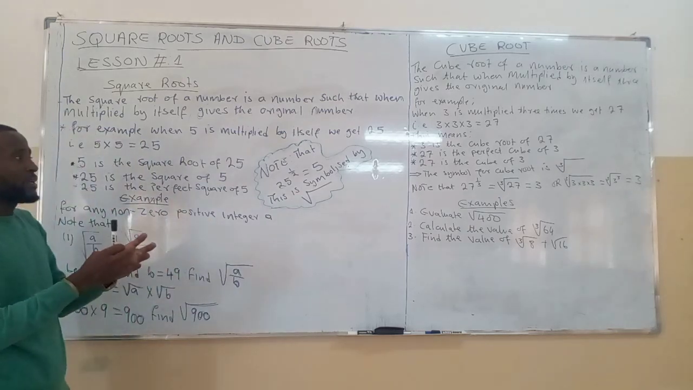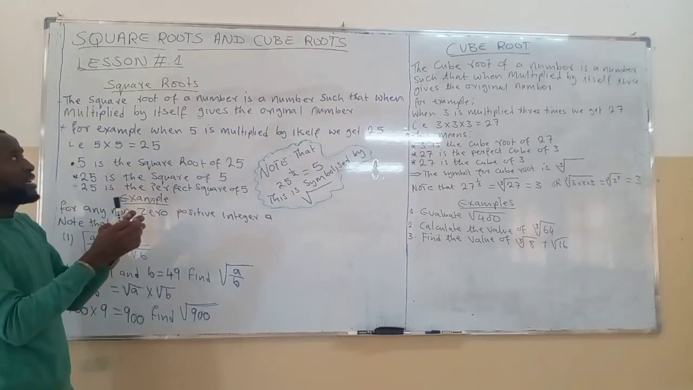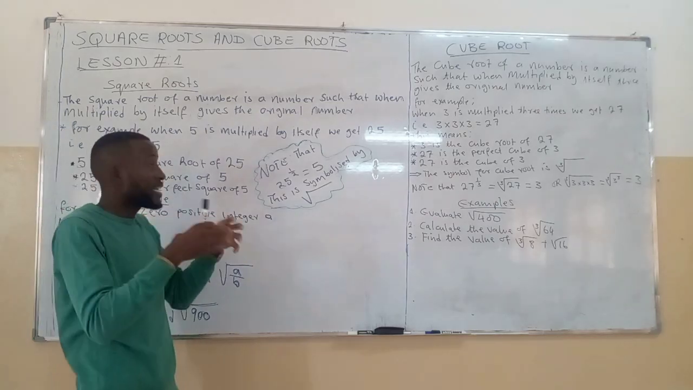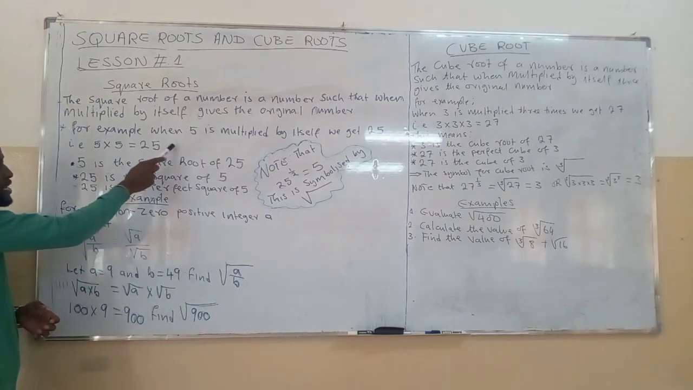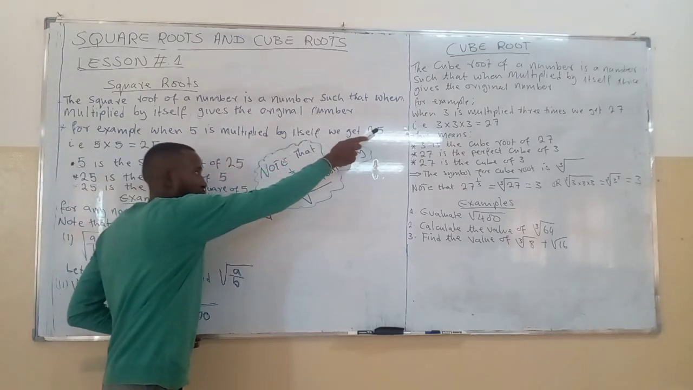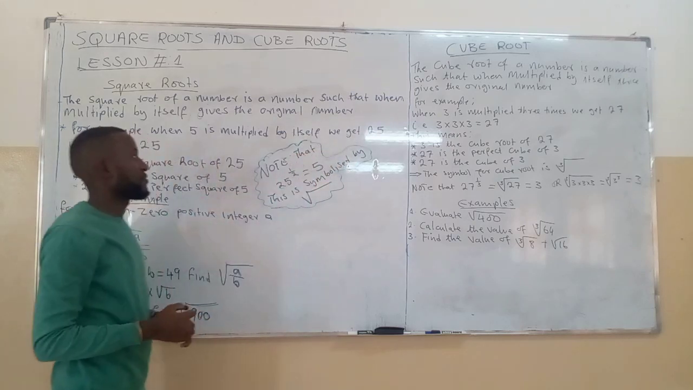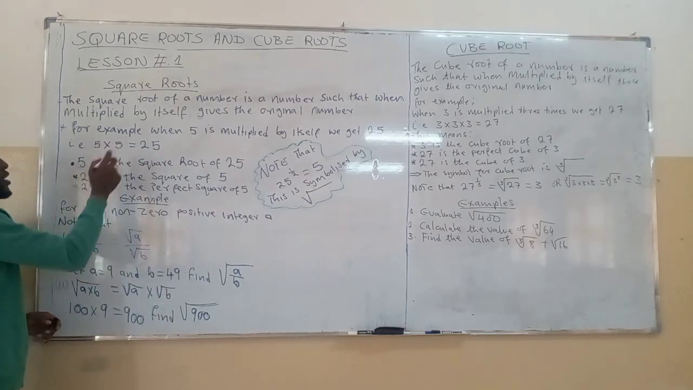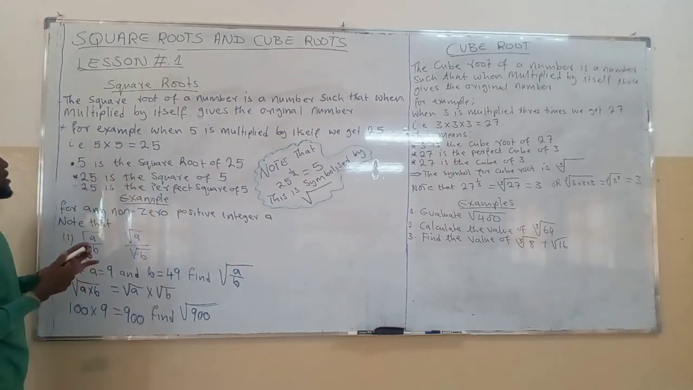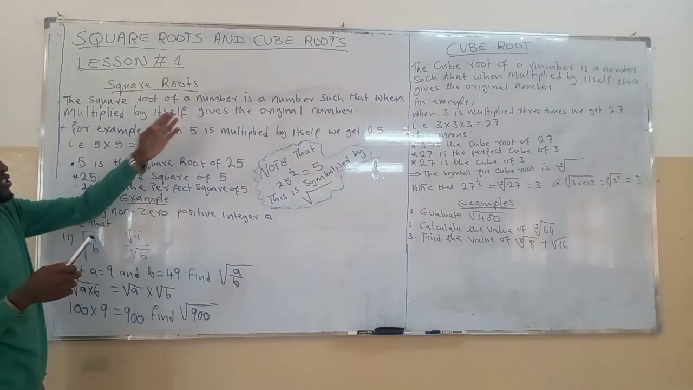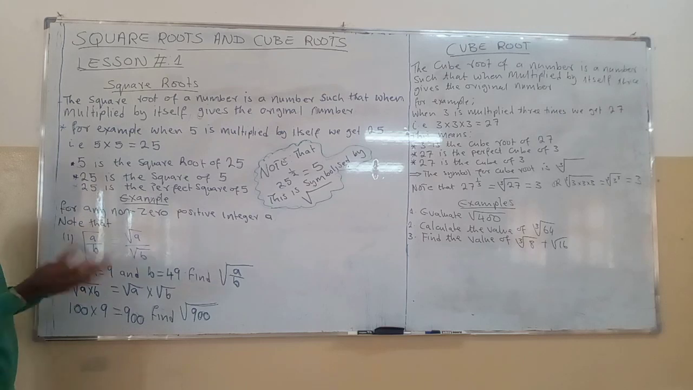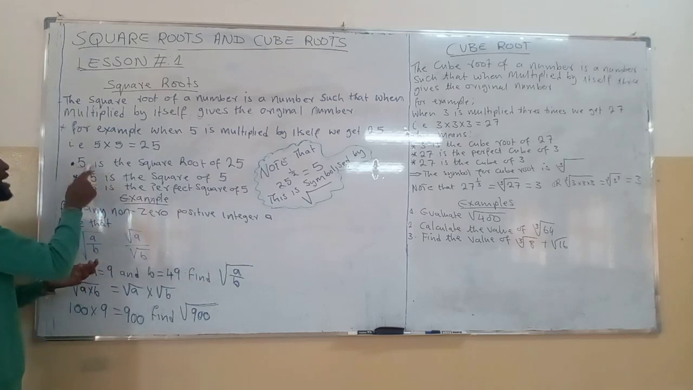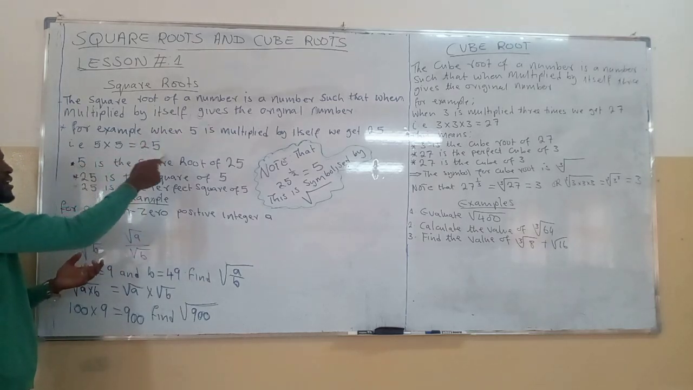So the square root is simply a number. A square root of a number is a number such that when multiplied by itself, you get the original number. For example, when 5 is multiplied by itself, we get 25. What it simply means is that 5 times 5 gives 25. Hence, that is what we mean by the definition of a square root. So 5 is the square root of 25, because when I multiply 5 times 5, I get 25.